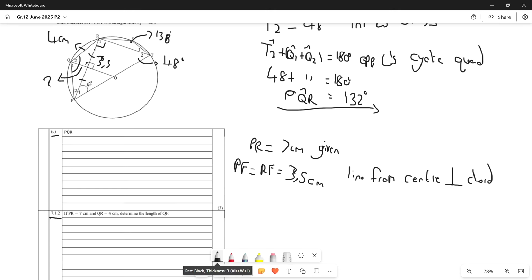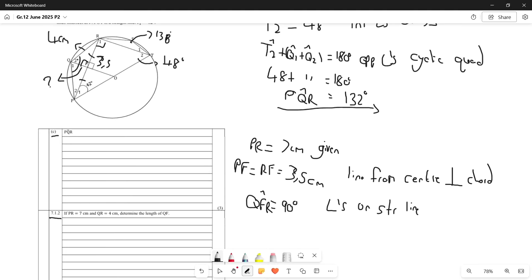So now that we know that FR is 3.5, we also need to get a 90 degrees in triangle QFR. And that is quite easy for us considering they've already given us this 90 degrees here, which means the angle QFR equals 90 degrees as well, because we are doing angles on a straight line. So we have angles on a straight line. And now we're in triangle QFR. We have the 90 degrees.